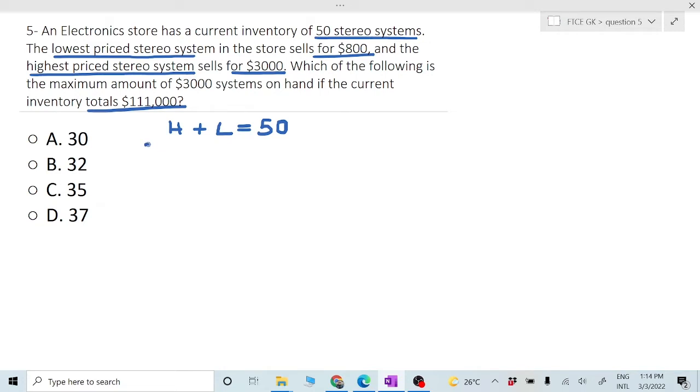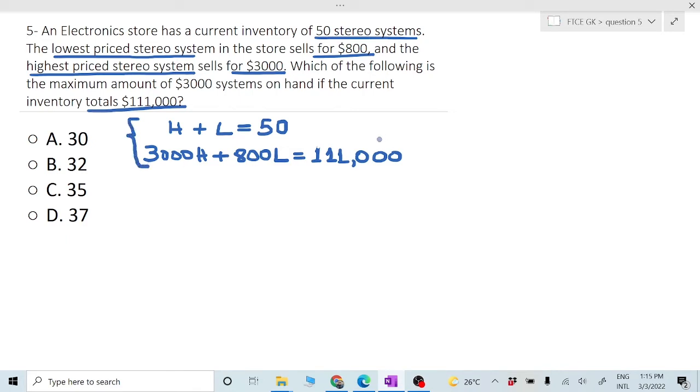So if I get $3,000, the price of the highest priced system, and I multiply by the number of systems, I will have 3,000H. I will do the same with the lowest system, knowing that the lowest price is 800. So I multiply by the number of lowest systems. And the total of this is also given, is 111,000. There you are. You now have two equations to work with.